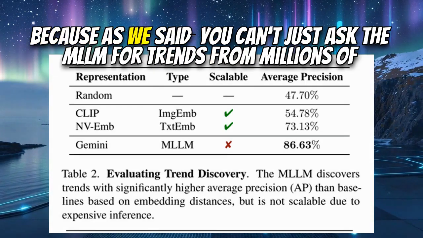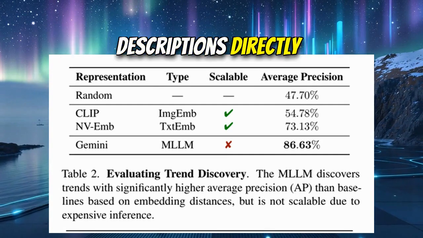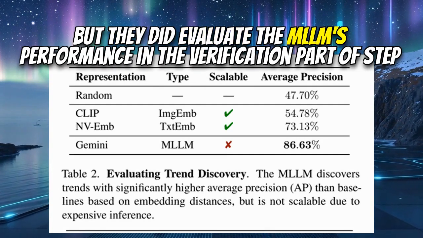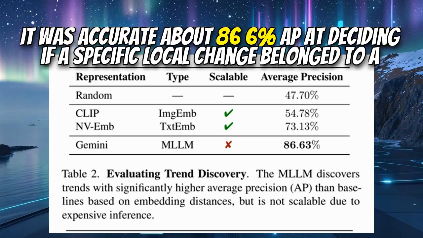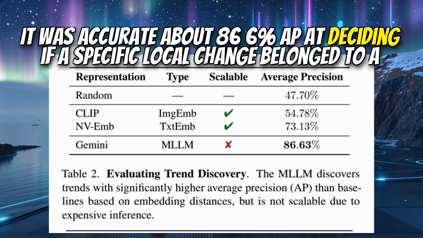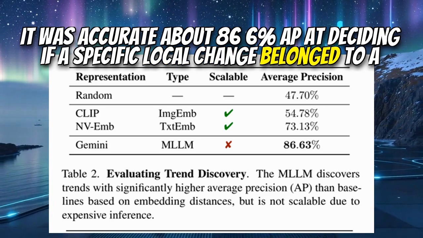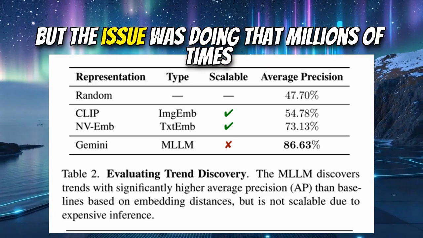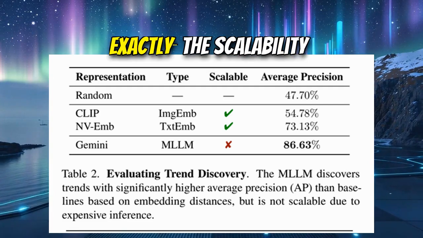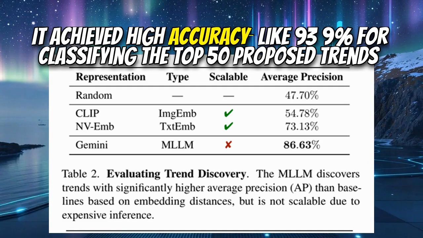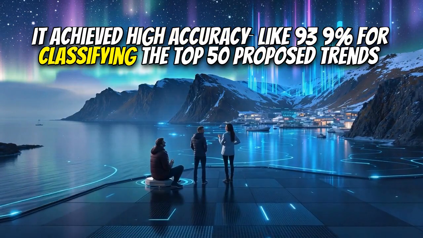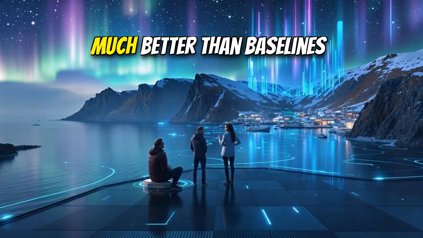That's trickier because, as we said, you can't just ask the MLLM for trends from millions of descriptions directly. Right. But they did evaluate the MLLM's performance in the verification part of step 2. It was accurate, about 86.6% AP, at deciding if a specific local change belonged to a proposed trend. But the issue is doing that millions of times. Exactly, the scalability. So they showed their hybrid approach worked well. It achieved high accuracy, like 93.9% for classifying the top 50 proposed trends, much better than baselines.